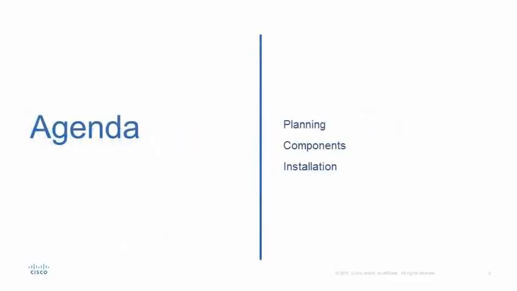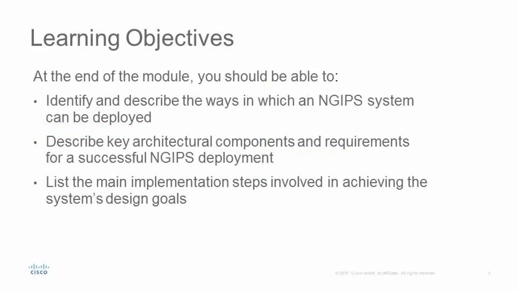Our agenda consists of going over some planning, the components that make up a solution, and installation steps. Hopefully, by the end of this module, you will have learned how to identify and describe the ways in which a Next-Gen IPS system can be deployed, describe key architectural components and requirements for successful deployment, and list the main implementation steps involved in achieving the system's design goals.